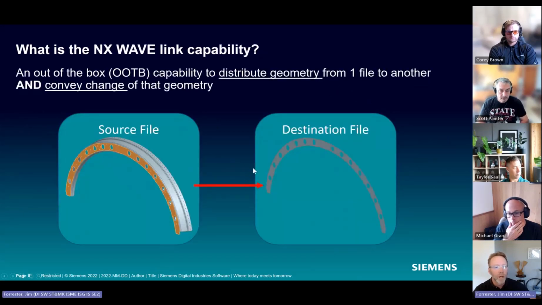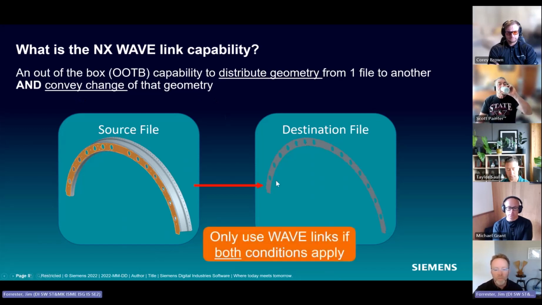So kind of Wave 101, what is Wave? It's an out-of-the-box capability to distribute geometry from one file to another and convey change of that geometry. Only use wavelengths if both conditions apply. This is very important. Do not use wave as a cheap and easy means to copy static geometry from one place to another. The geometry should be assumed to be dynamic and change, and so wave gives you the ability to convey that change. Only use a wavelength then.